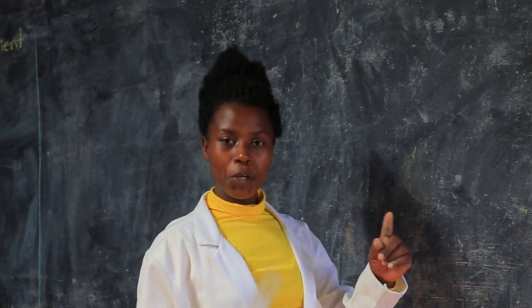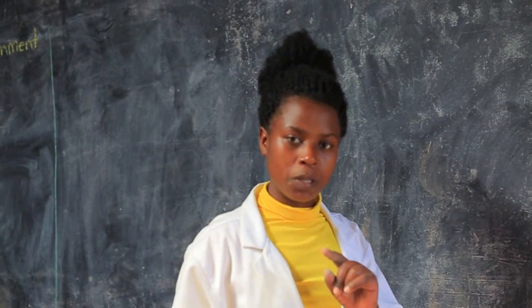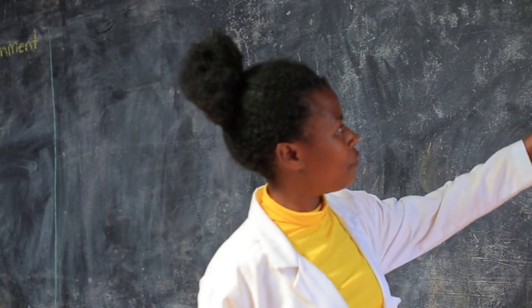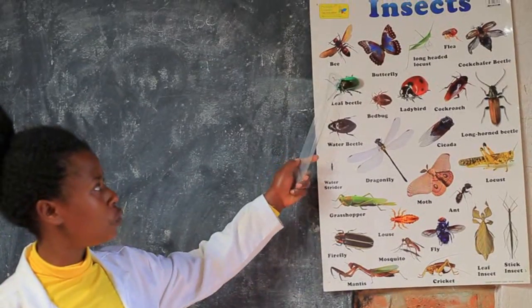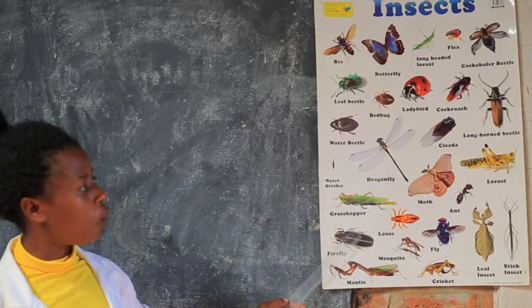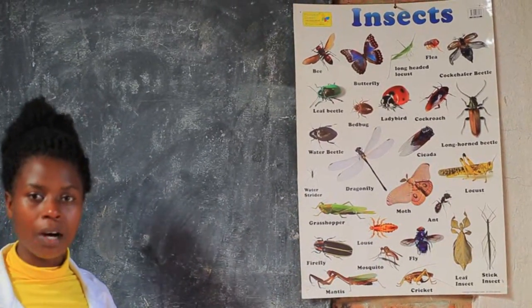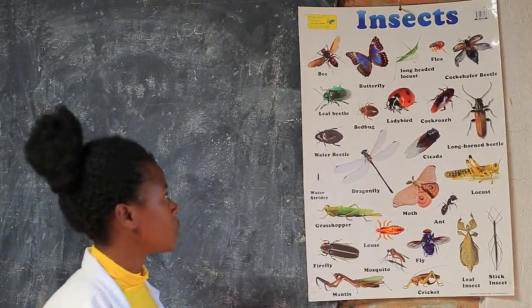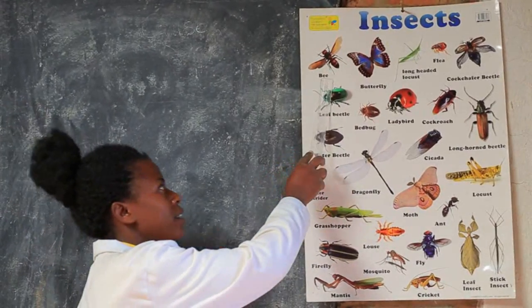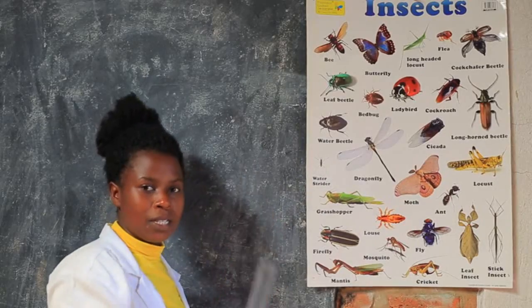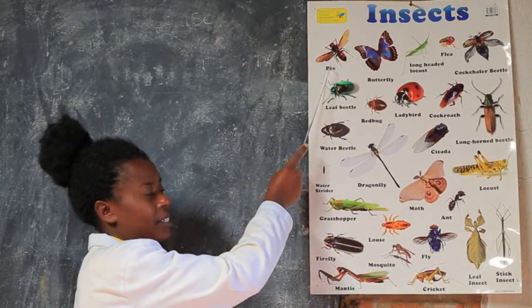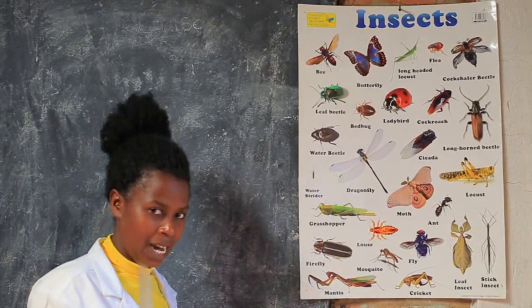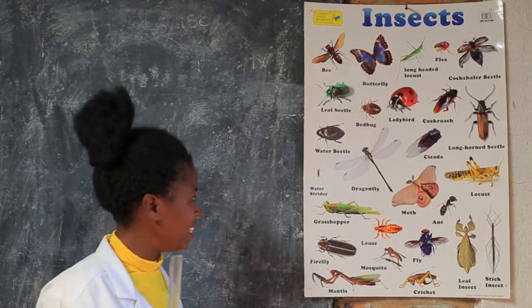So you are welcome. We are going to talk about the insects. I've given you a few examples of insects that are around us. There are very many insects here. You can take a look at the examples of insects that are around us in our environment. So the first one is the bee. What does a bee do? This one is the one that gives us honey.